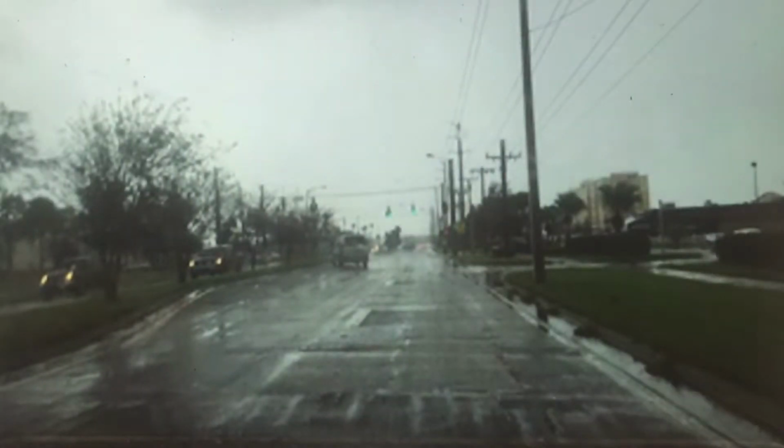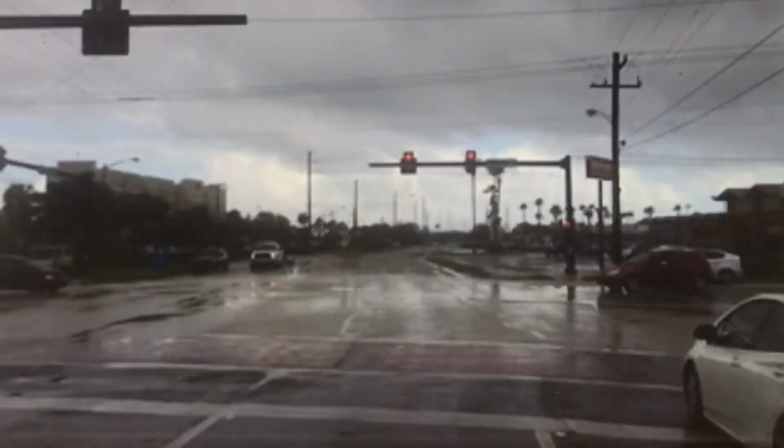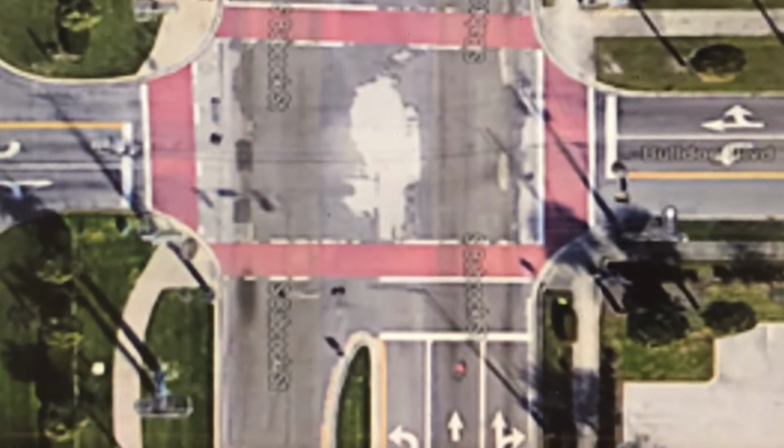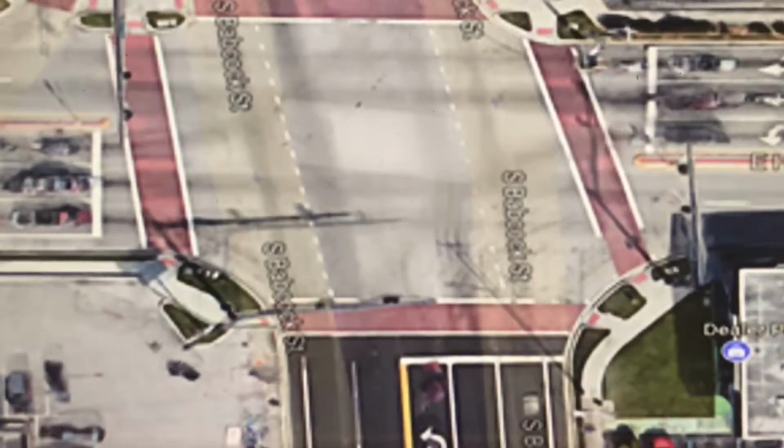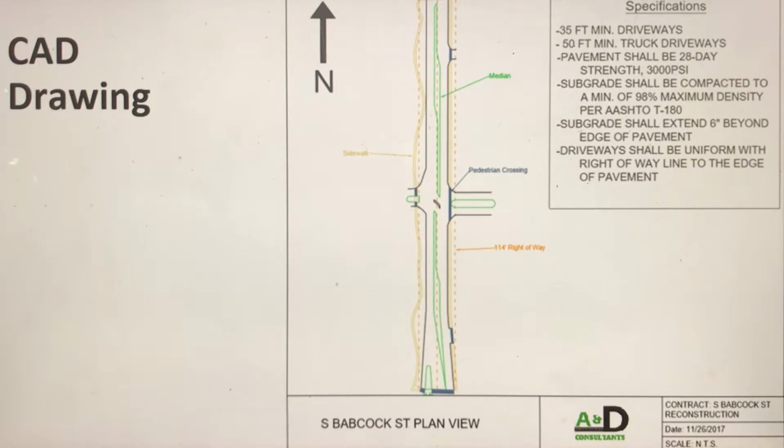The photo shows the approach for the north direction. This photo shows the approach for the south direction. Here, the north intersection at Bulldog Boulevard is seen. Lastly, the south intersection at Hibiscus Boulevard is shown. The computer-aided design drawing provides basic element descriptions and road right-of-way boundaries.